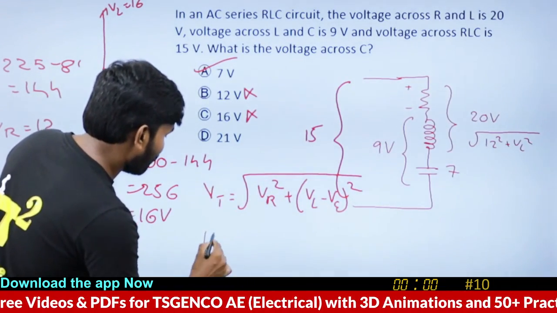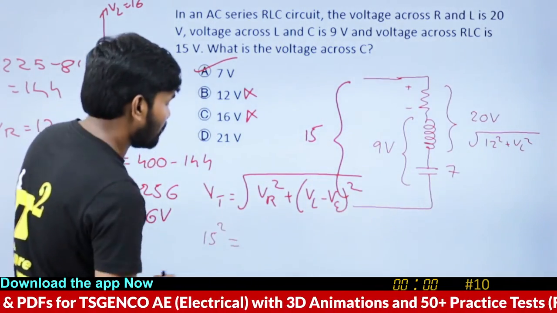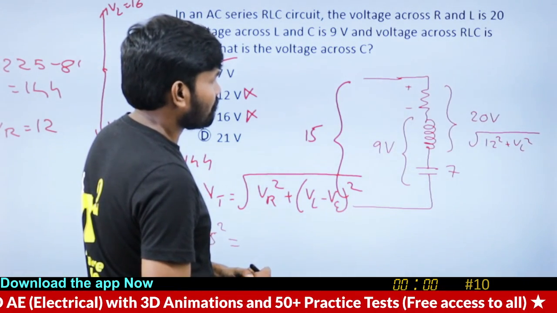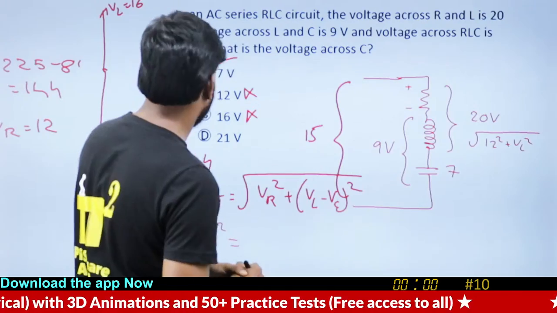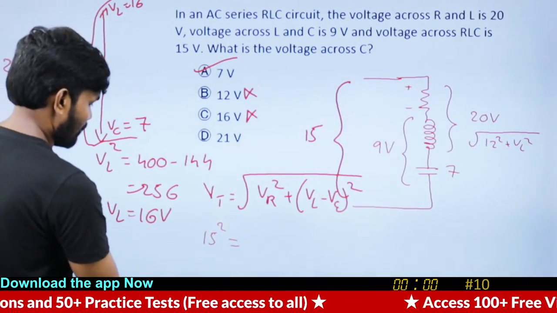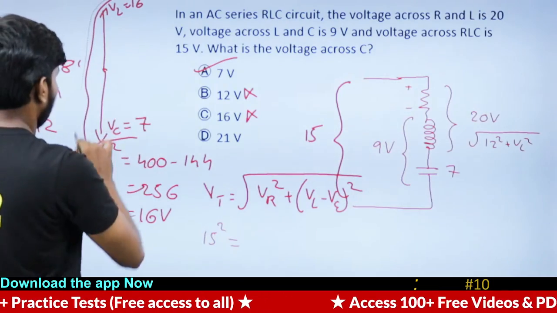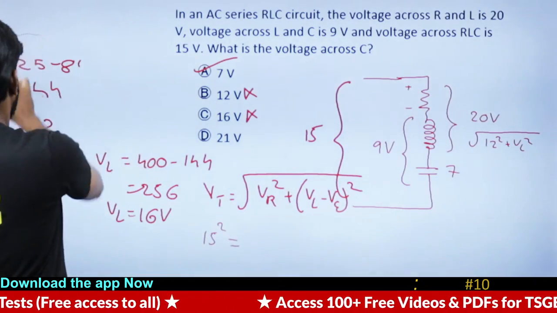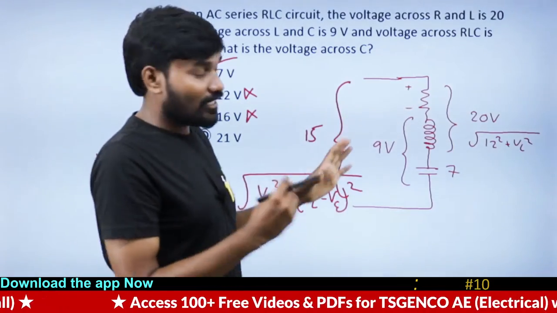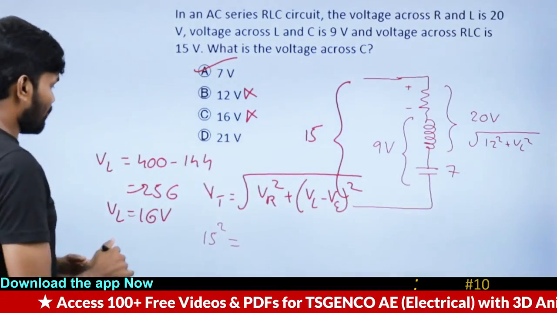Let's keep this root here. 15 square is equal to... smart. This is a smart way. I'm trying this way so that you will be aware of what he's trying to say. Really good method.